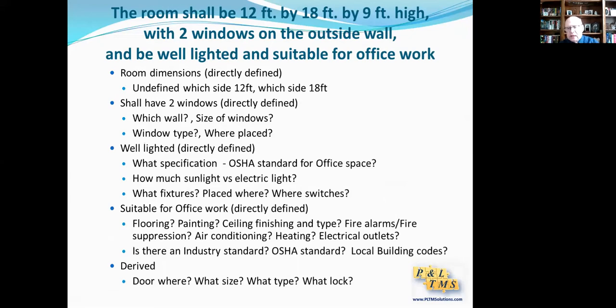Is there an industry standard? Is it an OSHA standard? Is it a local building code? And derived, where's the door? What size? What type? What lock? So you can see that if all you did was generate that requirement, you could get a large number of implementations of that requirement, all of them compliant, but all of them highly different, right? So what it tells you is, if you're going to define, you need to define it very well. Like a great systems engineering group said, you've got to tell me what you want, what you really, really want. Just tell me what you want, right? You've got to tell them what you want.